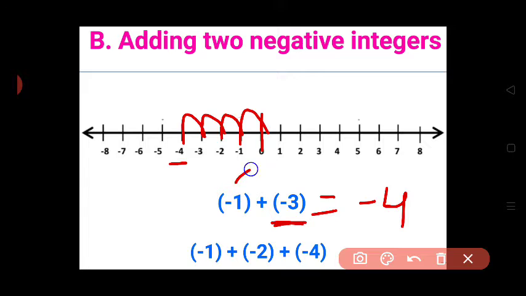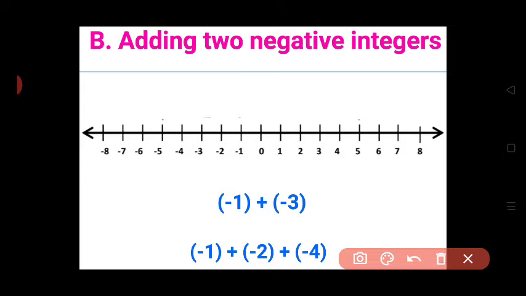Because both are negative, that means you have to add these two numbers and put the symbol, because in both cases the symbol is common, that is negative. Next is adding three negative integers. So how do we represent this on the number line?